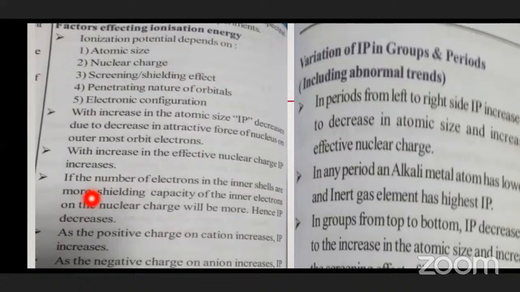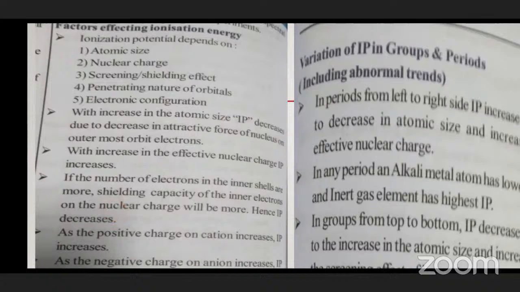The number of electrons increases. Because of that, these electrons, present in larger number, will act as the shields. Because of that, the shielding capacity of the inner electrons against the nuclear charge will become more. Hence, ionization potential decreases.